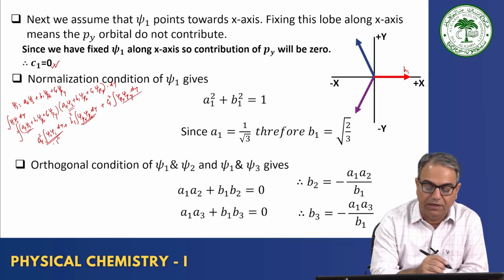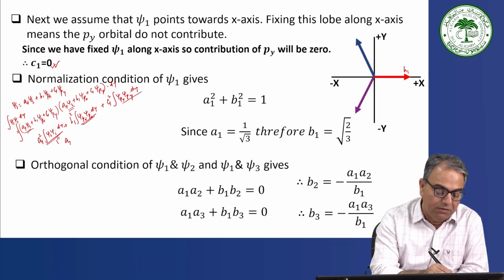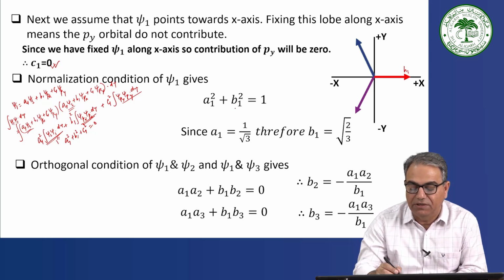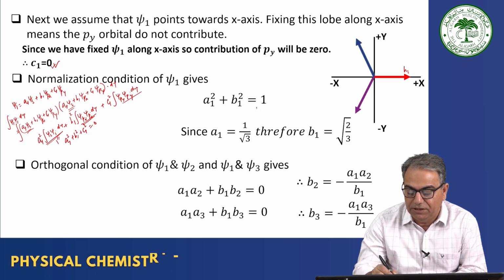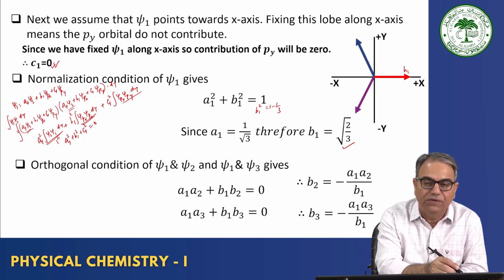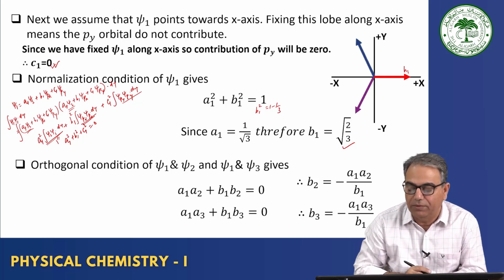But this integral is the normalization condition, and psi s, psi px and psi py are orthonormal functions. So this will be equal to 1, and you will have a1 square plus b1 square plus c1 square equal to 1. And c1 you have taken as 0. So from the normalization condition of psi1, you get a1 square plus b1 square is equal to 1. And a1 is known to you, a1 is 1 by root 3. So a1 square is 1 by 3, b1 square will be 1 minus 1 by 3, and b1 will be root 2 by 3. So you have the two more coefficients, c1 is equal to 0 and b1 is equal to root 2 by 3.